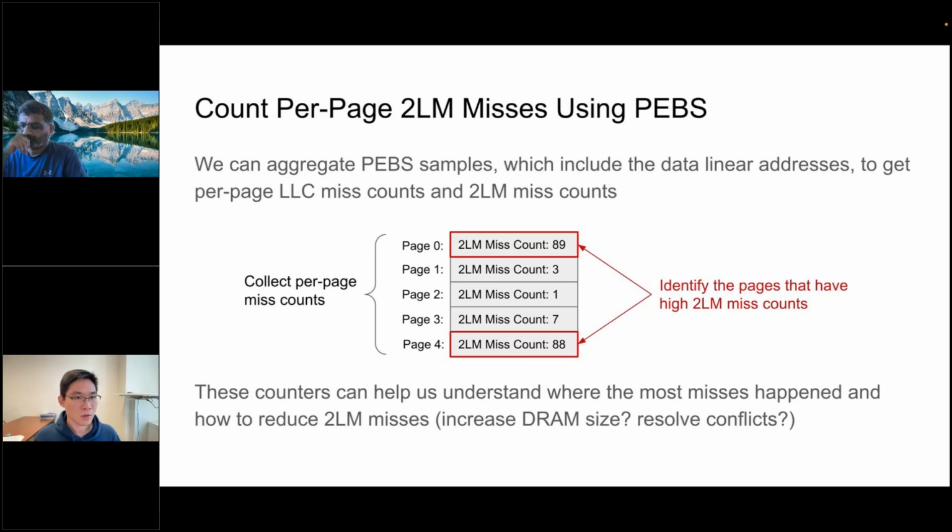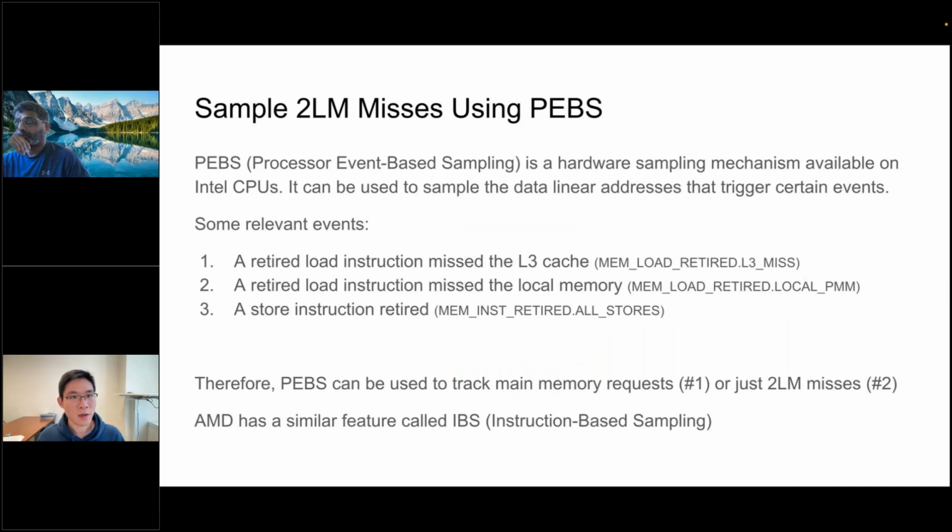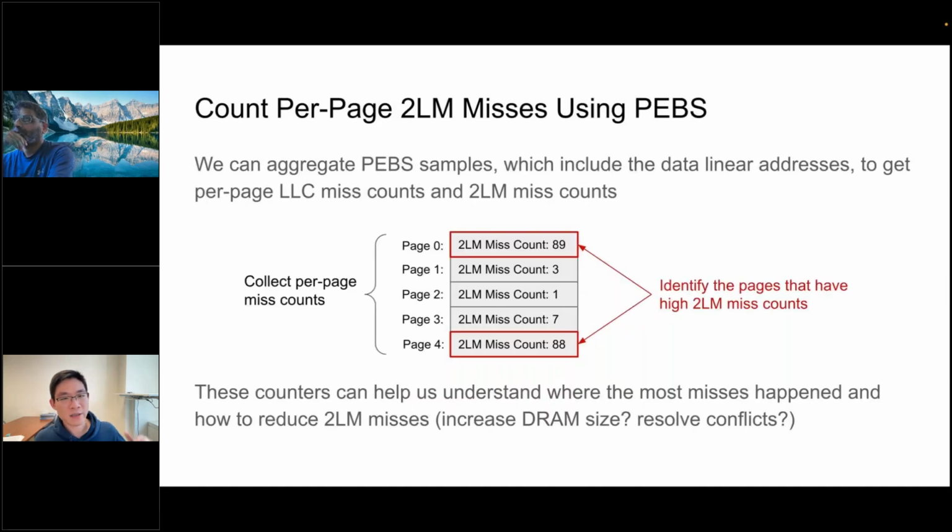So after getting all the PAPS samples, we can aggregate those samples to get their per-page LLC miss count and 2LM miss count. For example, we can aggregate the samples to see how many 2LM misses have happened on each page. So basically, for each page, we can get the number of misses.